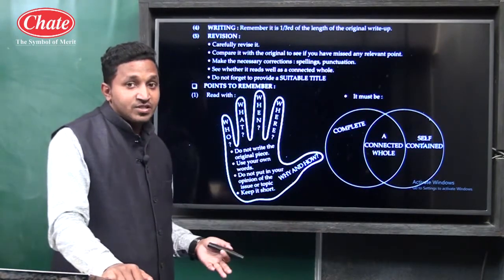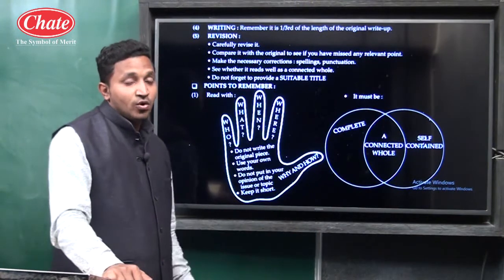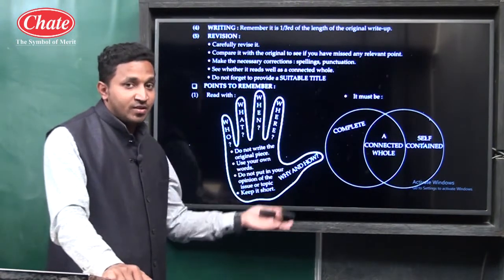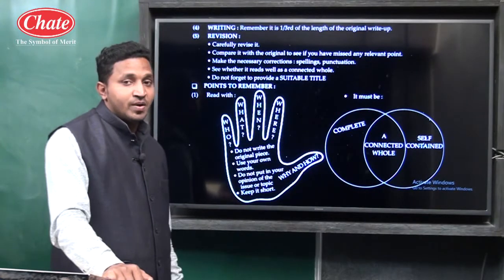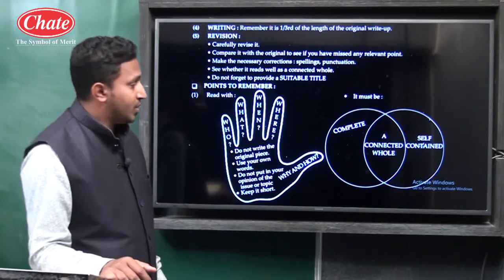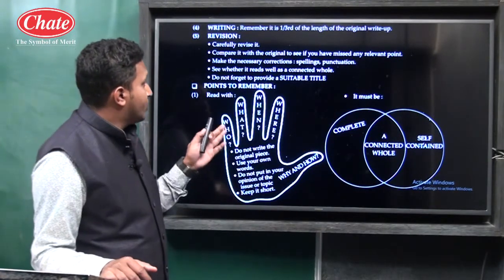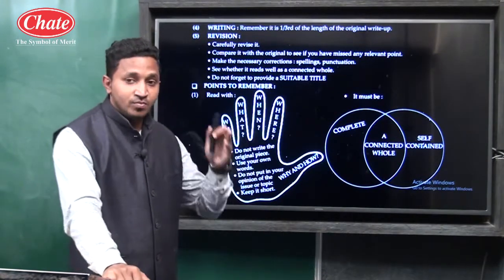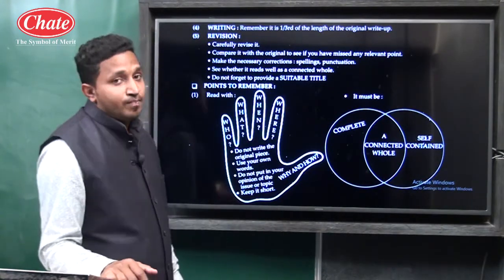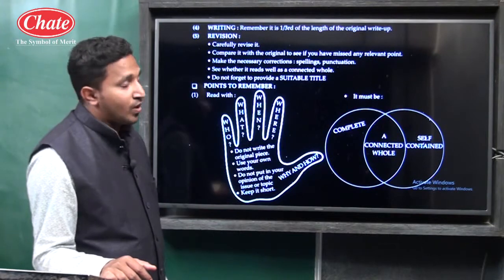After writing the summary, we have to read the whole summary again and see whether there are any mistakes, or whether all the points from the passage have been covered in the summary. Do not forget to provide a suitable title. There should be a suitable title for the passage. If you don't write it, you are going to lose 1 mark there.